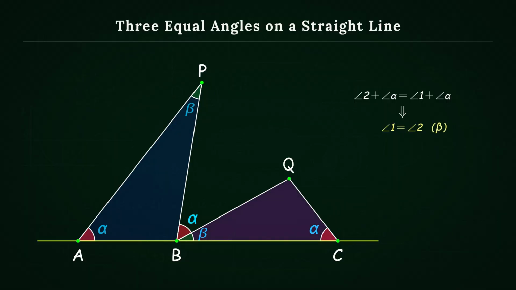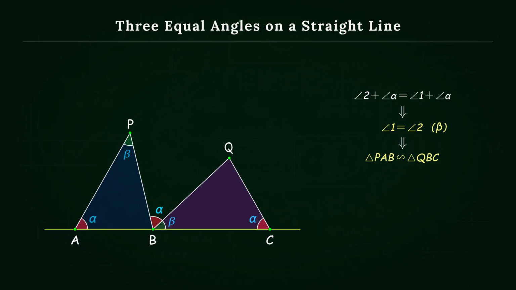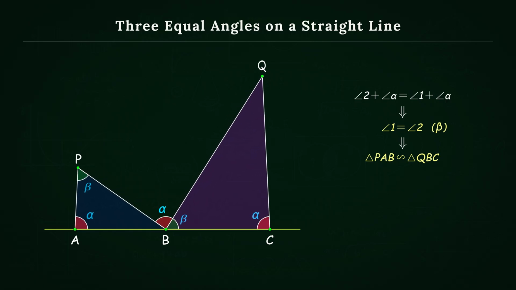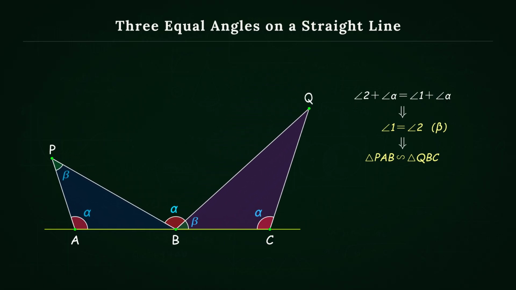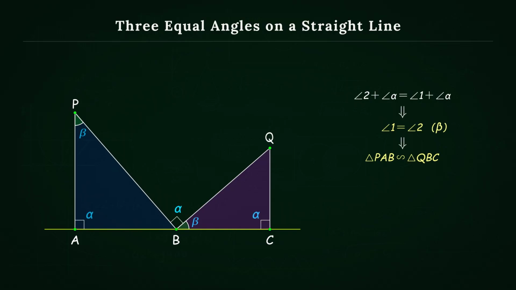Now, let's look at these 2 triangles. Since they have 2 pairs of equal angles, they must be similar. No matter what the value of alpha is, as long as these 3 angles on the straight line are equal, the 2 triangles will always be similar. One of the most common cases is when alpha equals 90 degrees.